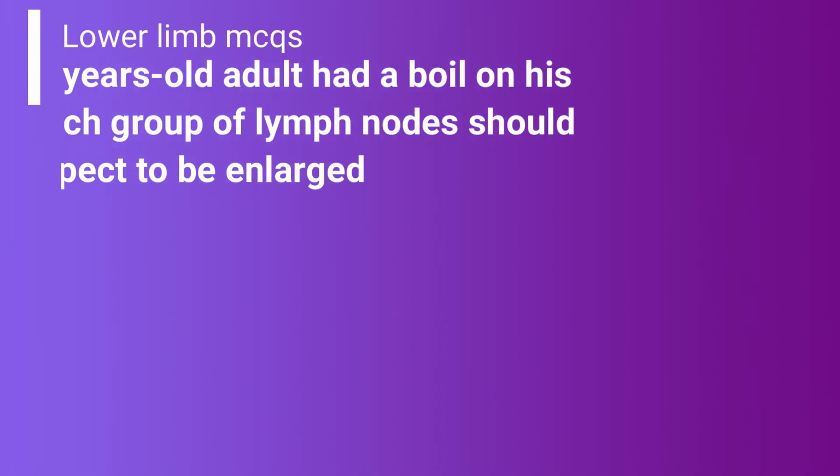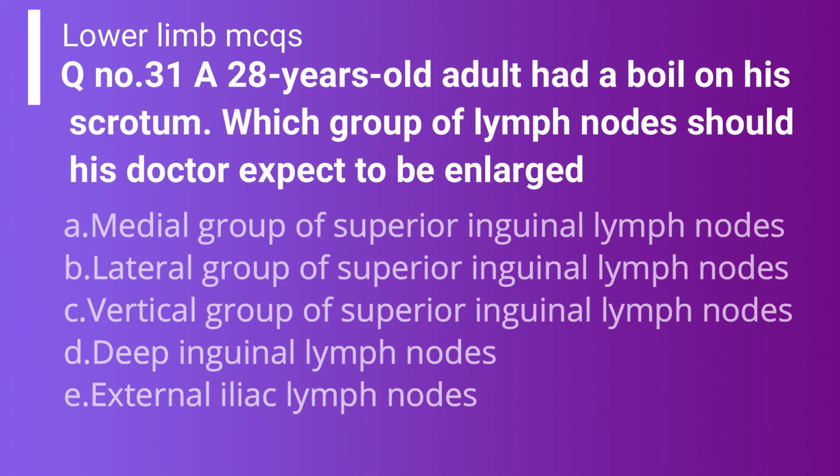Question number 31. A 28-year-old adult has a boil on his scrotum. Which group of lymph nodes should his doctor expect to be enlarged? Option A, medial group of superficial inguinal lymph nodes. Option B, lateral group of superficial inguinal lymph nodes. Option C, vertical group of superficial inguinal lymph nodes. Option D, deep inguinal lymph nodes. Option E, external iliac lymph nodes.